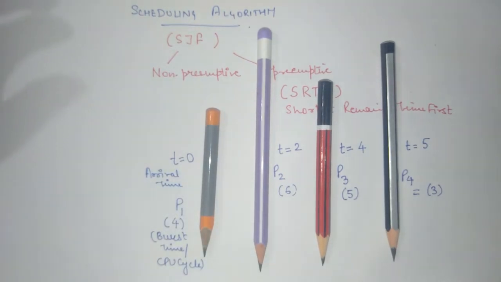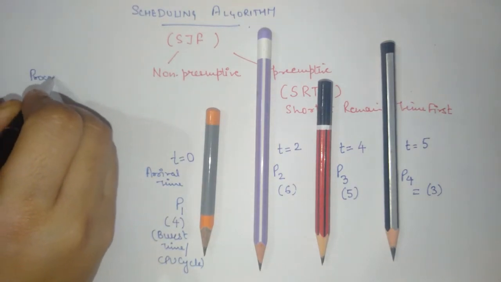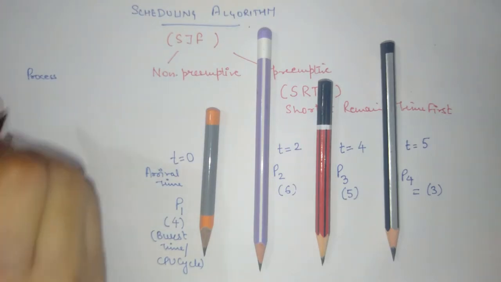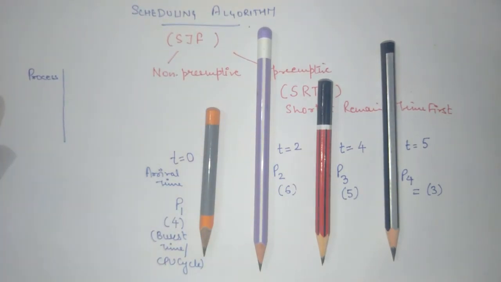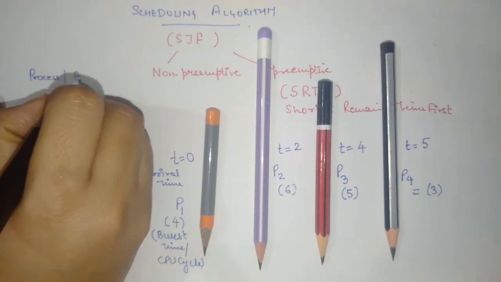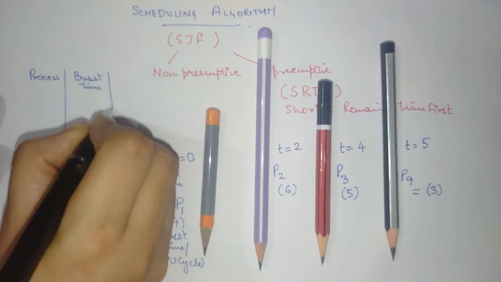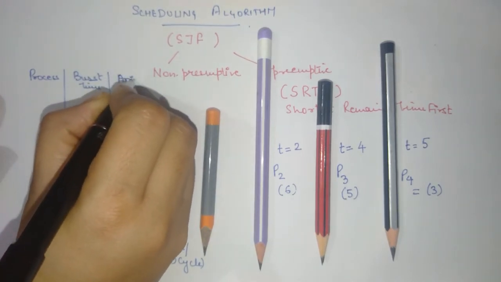Now, as I have kept these pencils on the paper, from this very query I will make a question. Here I am taking 3 field names. The first field name is process. I am making a triple. Second is burst time, and third one is arrival time.